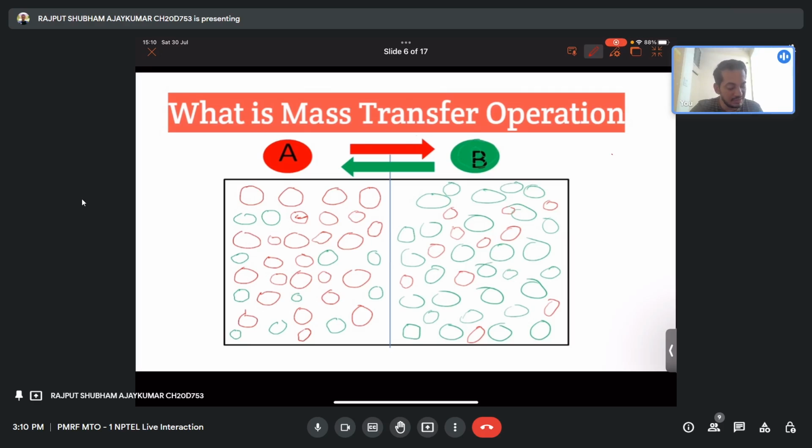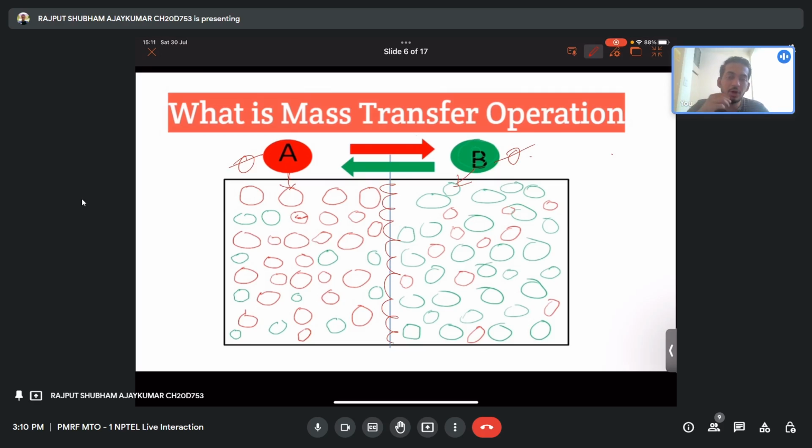If you can see here, there is one molecule that is A and another molecule that is B. A represents the red one and B represents the green one, and there is a separation boundary between these two. You can say this is a membrane or a boundary. Consider these as gas molecules kept in a container, separated by a boundary between them, which might be a permeable membrane or a non-permeable membrane.